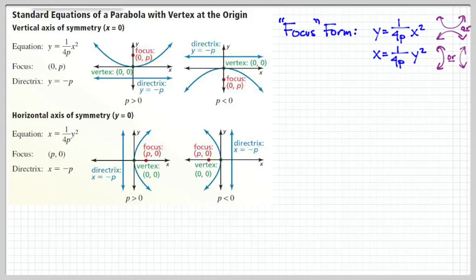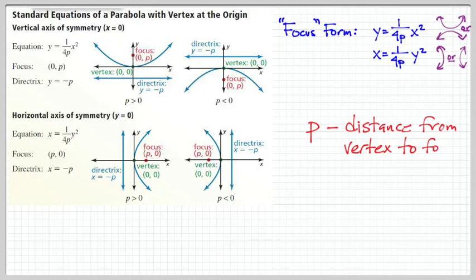And in this equation, we're going to be using p as the coefficient. This coefficient p stands for the distance from the vertex to the focus. And this is an important definition to understand. So we have different cases here.